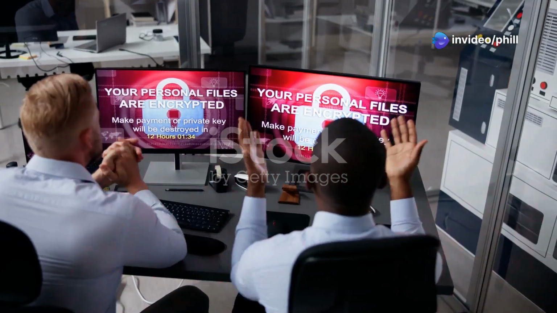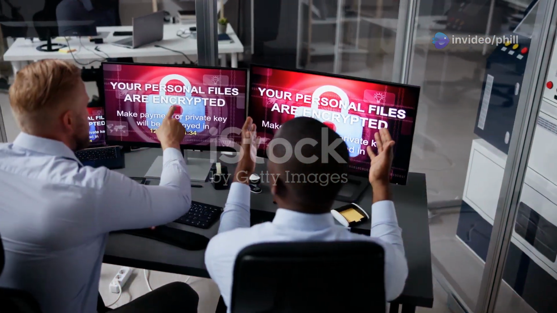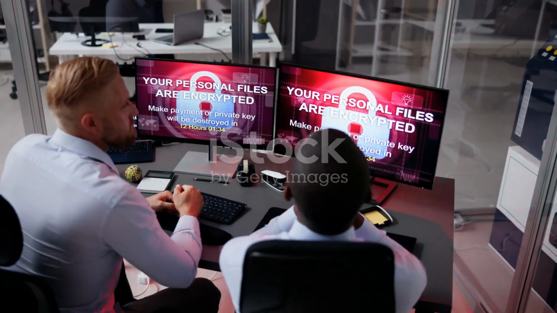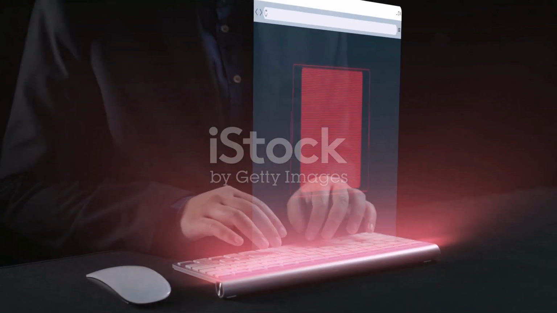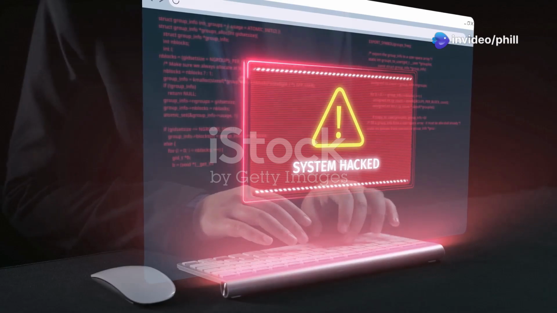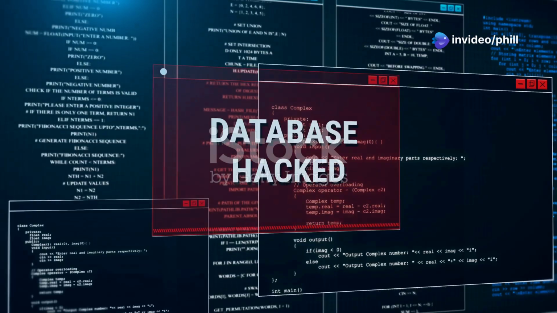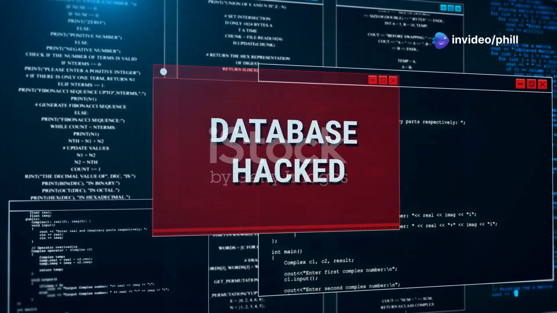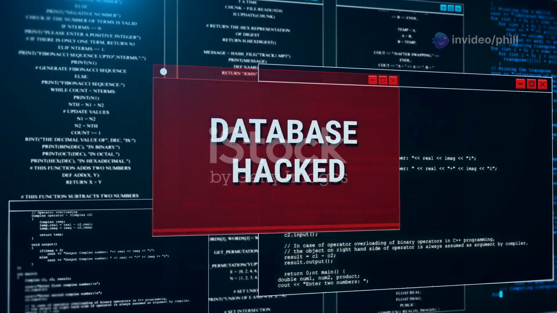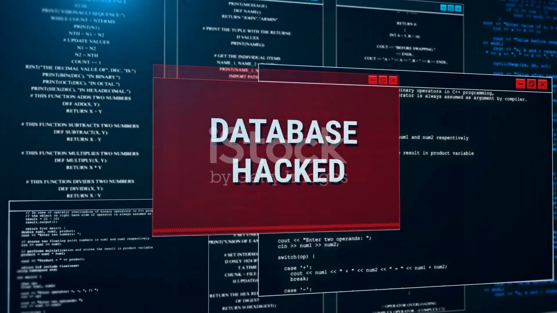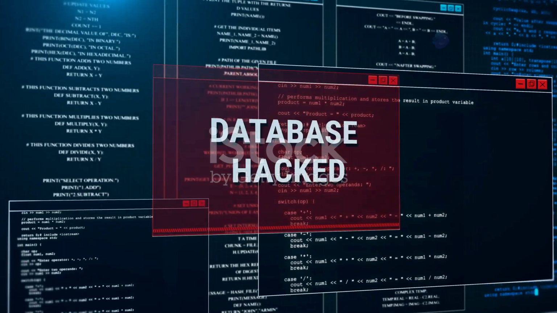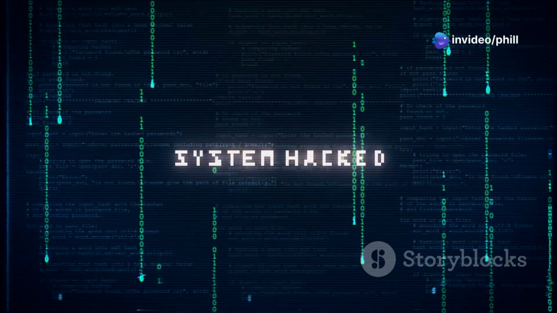The consequences of successful injection attacks can be severe, impacting individuals and organizations on multiple levels. Data breaches. One of the most significant risks is the potential for massive data breaches. Hackers can exploit injection vulnerabilities to gain unauthorized access to databases containing sensitive information, such as customer details, financial records, and proprietary business data.